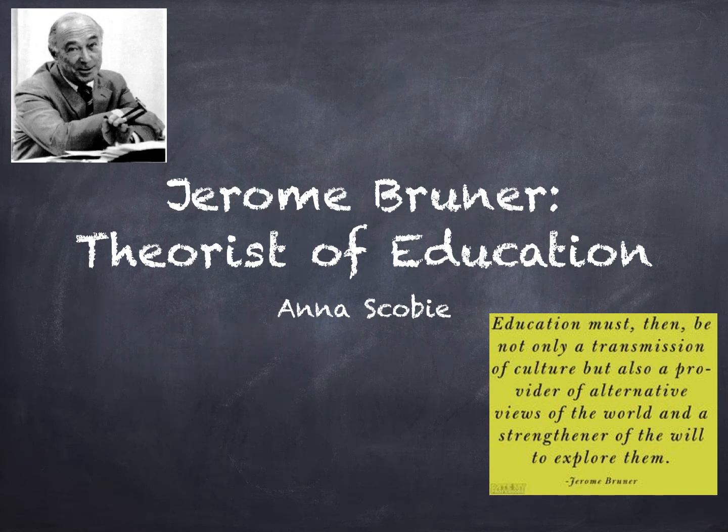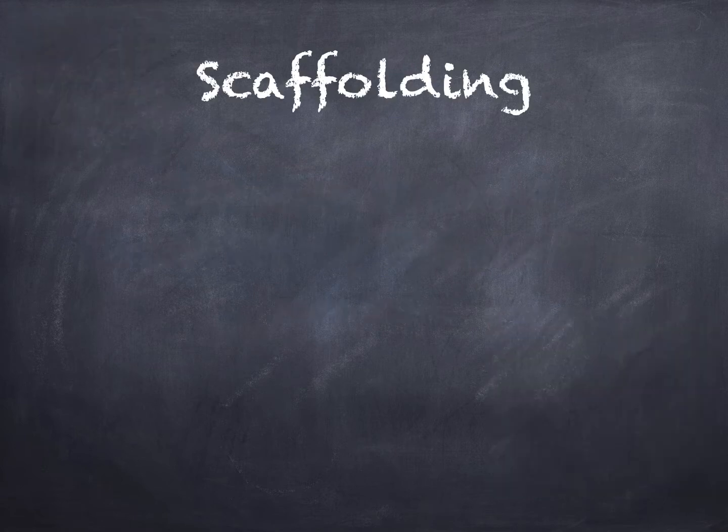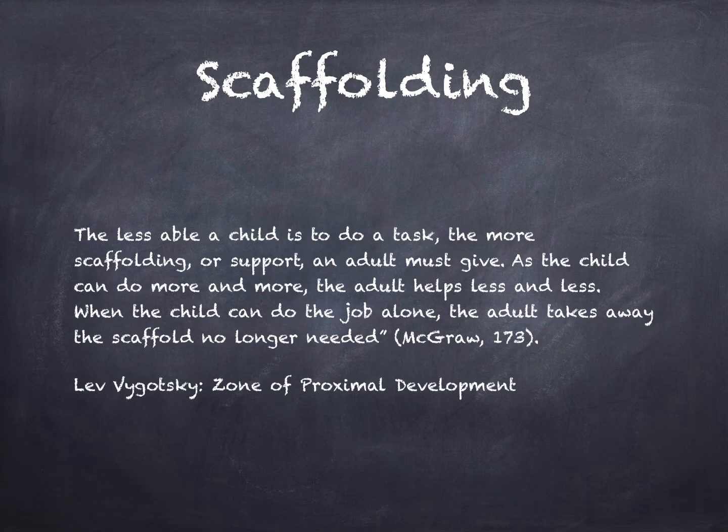Jerome Bruner, theorist of education, lived from 1915 to 2016. Scaffolding. The less able a child is to do a task, the more scaffolding or support an adult must give. As the child can do more and more, the adult helps less and less. When the child can do the job alone, the adult takes away the scaffold no longer needed.